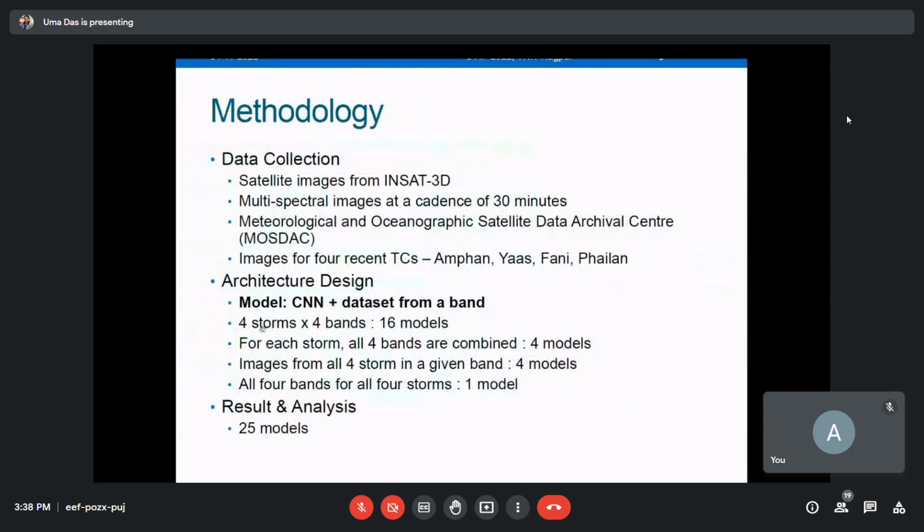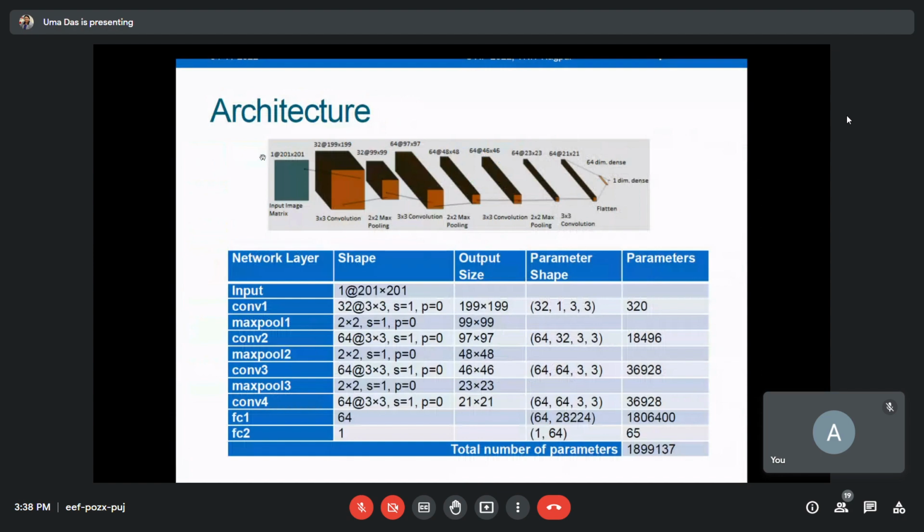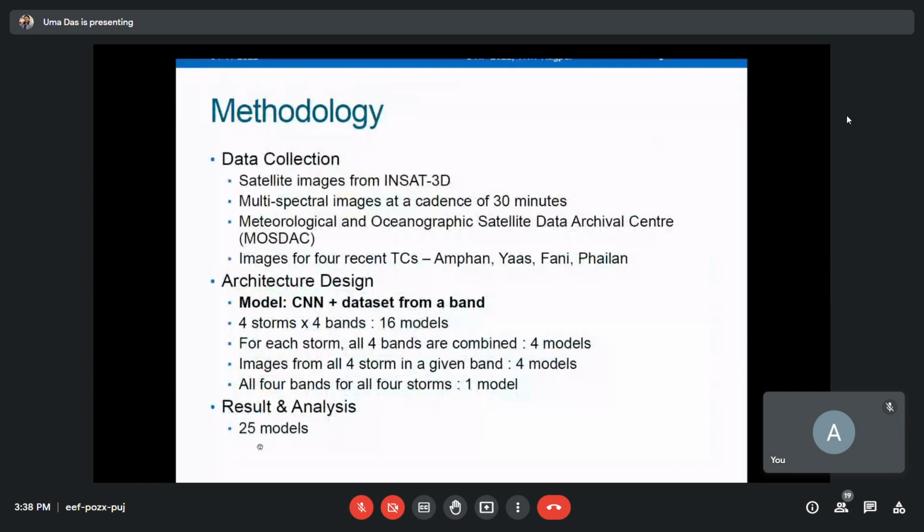Those are 4 storms, each storm in 4 bands, so we have 16 models, basically 16 data sets. Then for each storm, we combined all the 4 bands together, combining the images from all the bands. That was another 4 models. In another case, we combined the IR1, in the same wavelength region, of each of these storms. Those are 4 more models. In the end, we combined all the images for all 4 cyclones and all 4 bands. Ultimately we have 25 data sets, so for the same CNN architecture, we have 25 models.